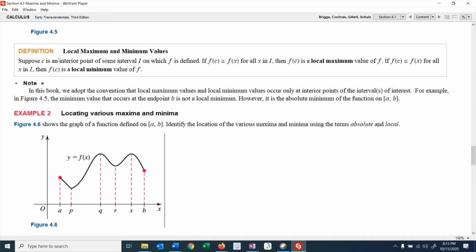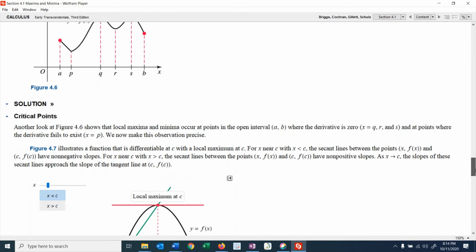Okay, so just be careful about this first part of this definition. In order for you to be at a local maximum or local minimum, C must be an interior point. So A is not considered a location of a local maximum, and neither is B. B is not the location of a local minimum, because they're endpoints.